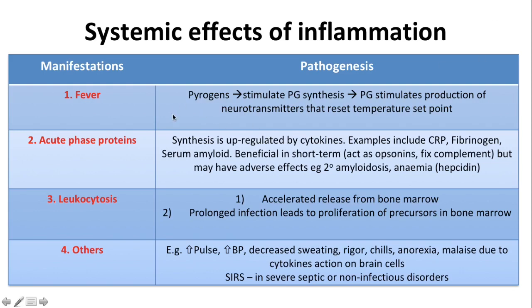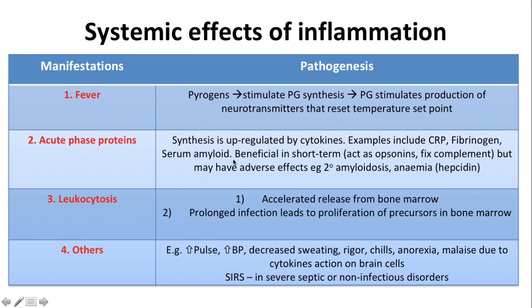So for example, fever is typically a result of infection. However, there are non-infective causes which may result in fever as well. Exogenous pyrogens, such as bacterial products, will stimulate prostaglandin synthesis, which in turn will stimulate production of neurotransmitters that will reset the temperature at a higher set point in the hypothalamus. So that is what leads to fever.